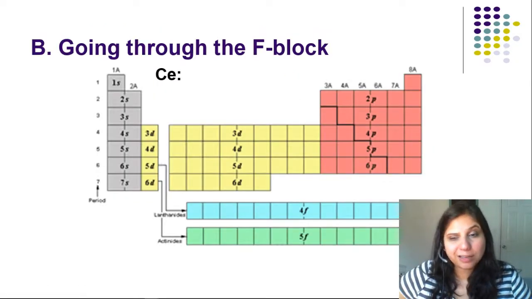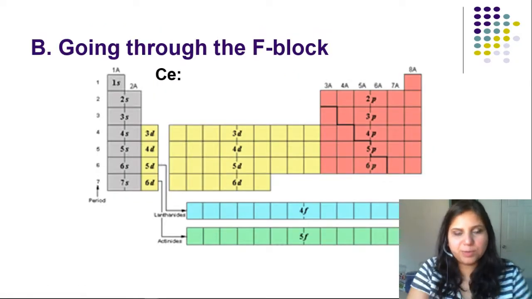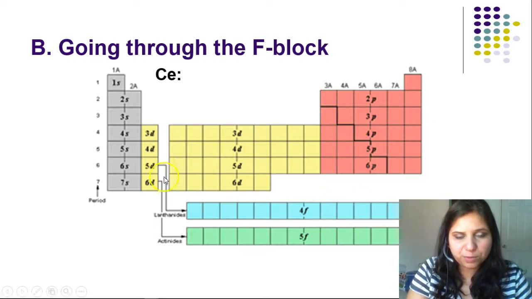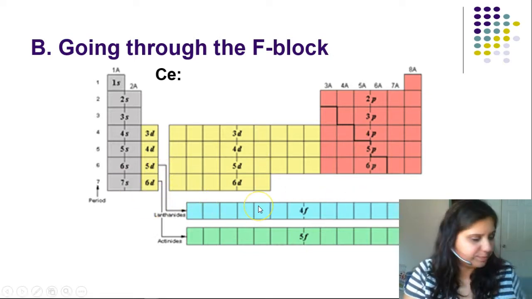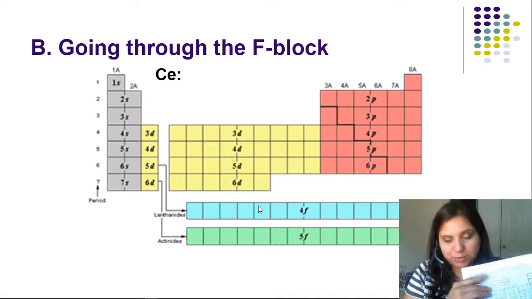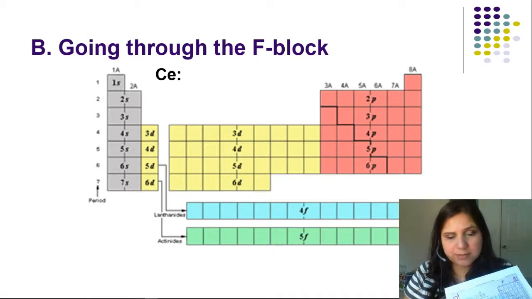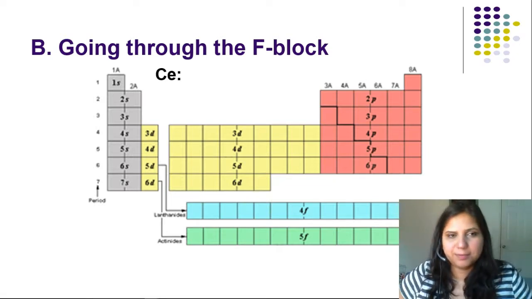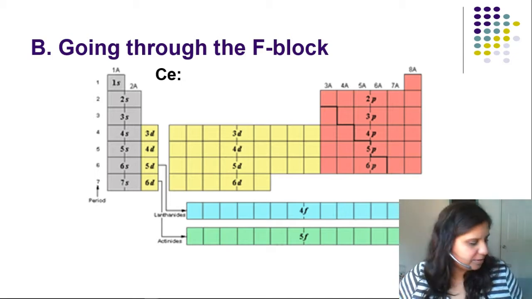All right, so let's talk about going through the F block, because remember the F block has been removed from the periodic table. And so in order to do that, we're going to have to travel through this little dark space over here. All right, so let's say we have to do cerium.